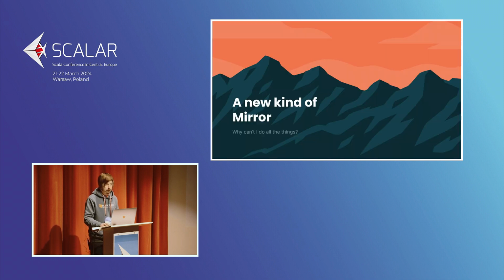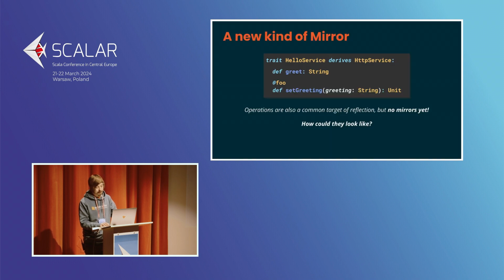So all of that was previously part of the standard library, but I want to introduce a thing I was working on, which is a new kind of mirror. And why do we need that thing? Let's say this is a simplified version of that greeting endpoint description. We know that through Java reflection, often you do want to look up and reflect on methods, but this is something that the Scala compiler doesn't really give you through mirrors. So what if we wanted to generate a mirror to describe this hello service? What would that look like?